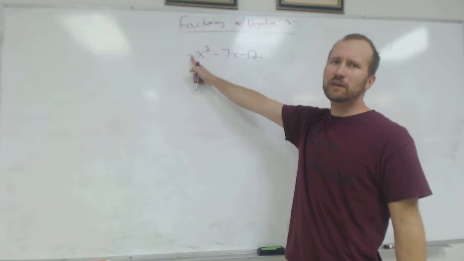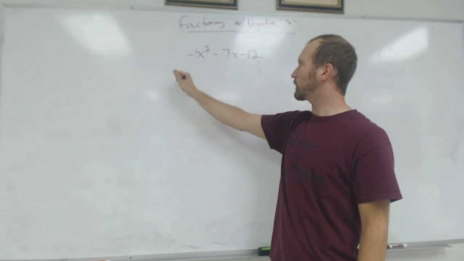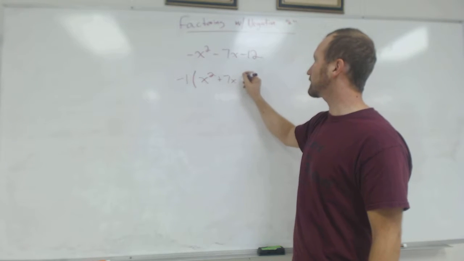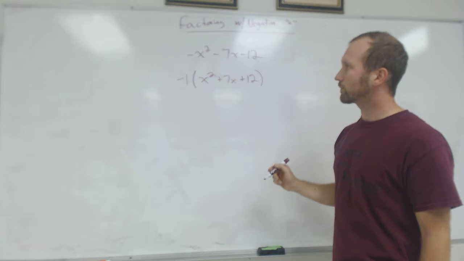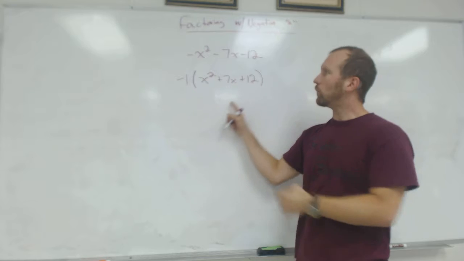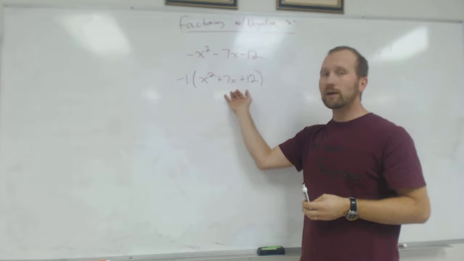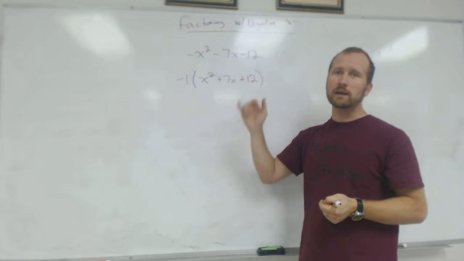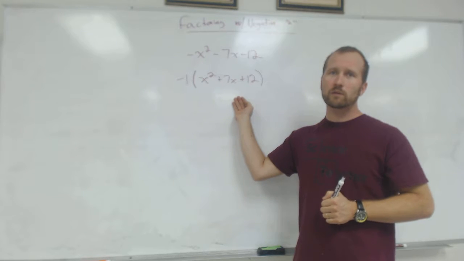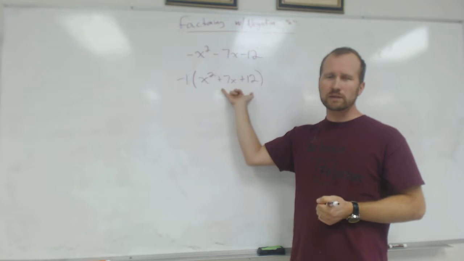If I see a negative here, I just pull out a negative 1 from the entire problem. So I just go negative 1 x squared plus 7x plus 12. Then I factor this, and I leave the negative 1 on the front. Whatever's in the parentheses now is going to be something that you know how to factor. You could have to use Gary's terrific trick. You might not have to use Gary's terrific trick. It could be a difference of squares, right? But whatever technique you need to use to factor this, you use it.